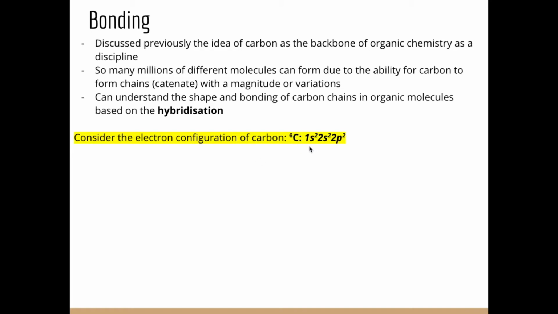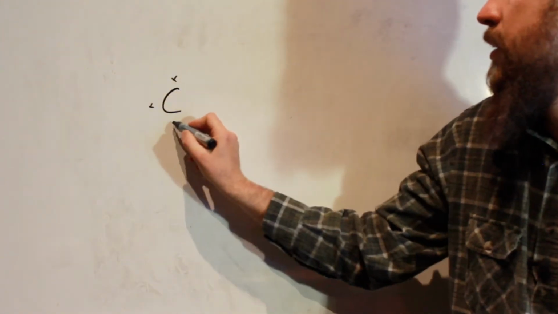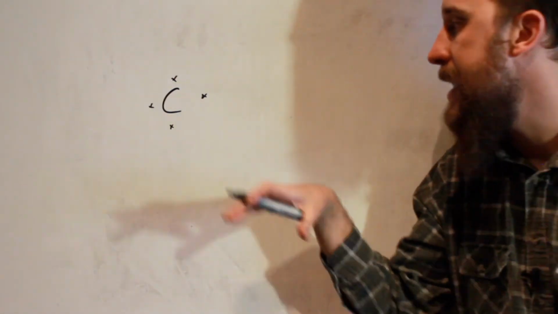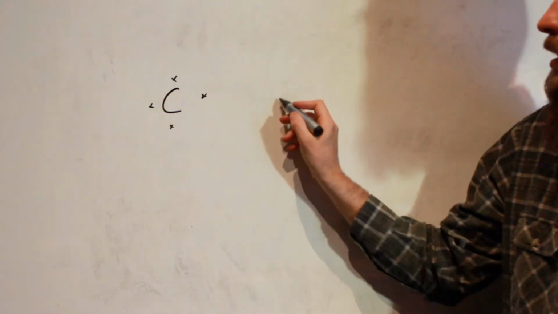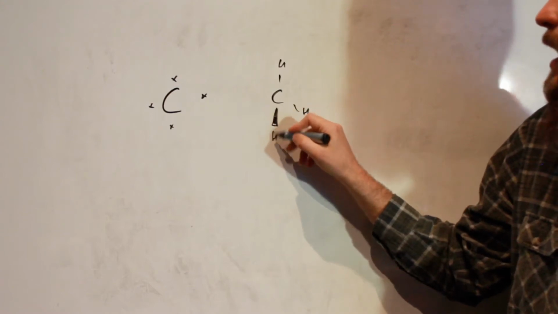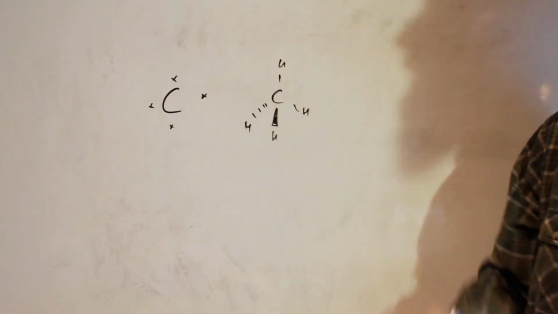We've got 6 electrons: 1s2, 2s2, 2p2. So we've got 4 electrons in this valence shell, which is our second quantum level, 2 in the s and 2 in the p. If we were to draw a carbon as a Lewis dot, we might expect 4 electrons on the outside like that. And when we have a carbon that has 4 single bonds, we observe each of these bonds as being equivalent to one another. So that bond is the same as that bond, same as that bond, same as that bond.